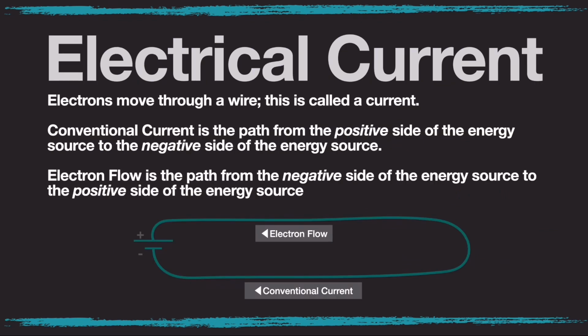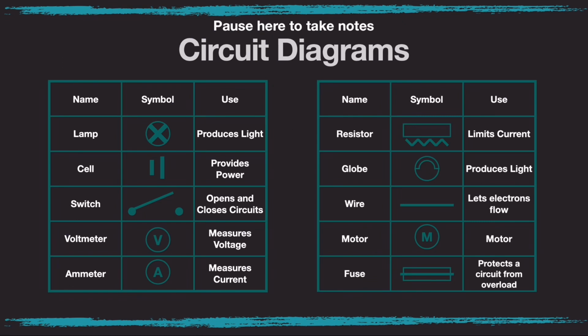Electrical current. Electrons move through a wire. This is called a current. Conventional current is the path from the positive side of the energy source to the negative side of the energy source, as you can see here. And the electron flow is the path from the negative side of the energy source to the positive side of the energy source. And here are the circuit diagrams.